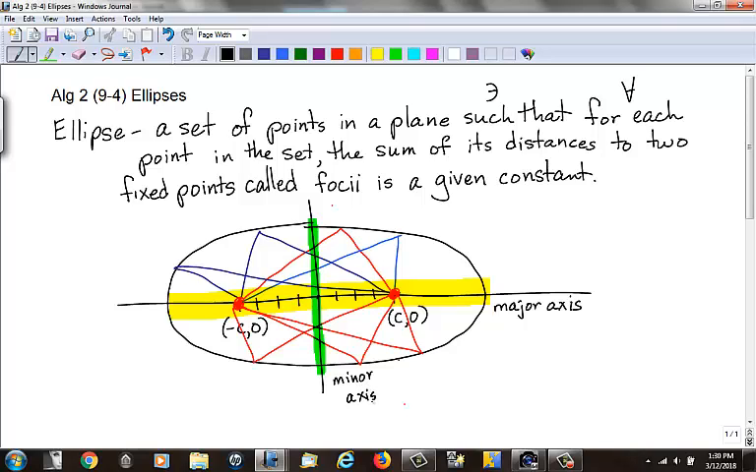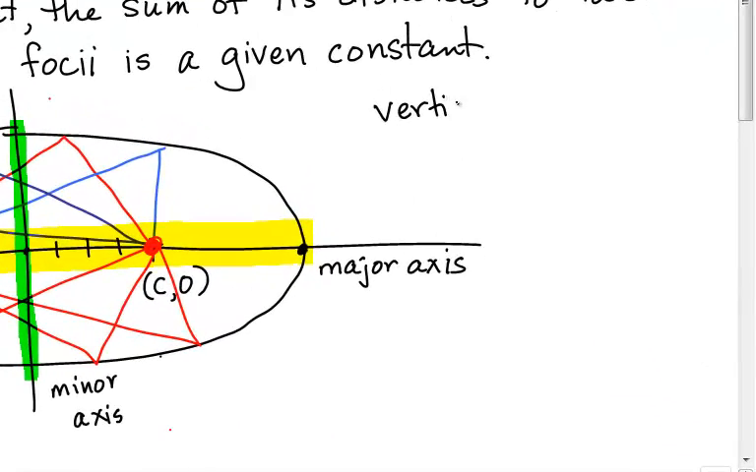They're actually major axis of symmetry. I'm not writing all that down. And the vertices are always on the major axis. So the vertices are on the major.